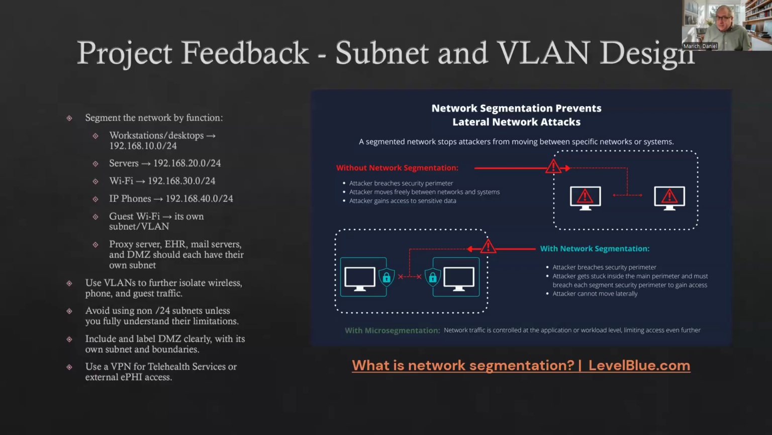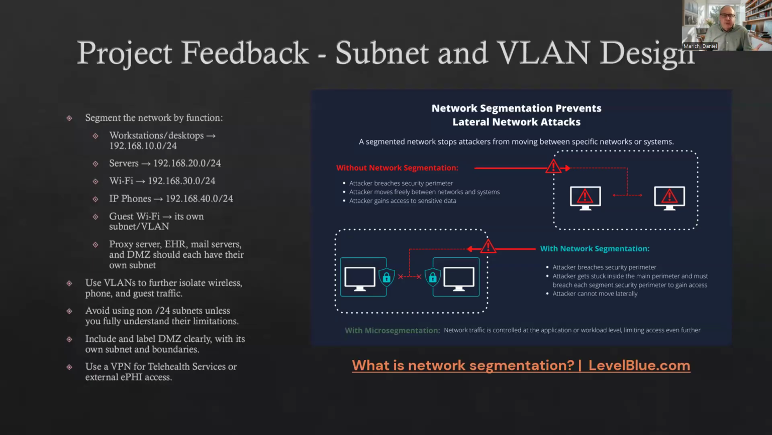I'd like to see some subnets in your network maps. It's not that hard. I've walked through them. Show me that you know how to do subnets on your network maps. You should use VLANs to further isolate wireless phones, guest traffic. I'm not requiring a VLAN. If you want to put a VLAN in there, I will note it and I will take a moment to consider more credit for your network map if maybe I'm knocking off points somewhere else.